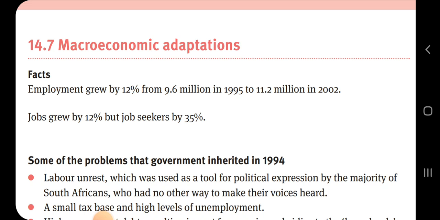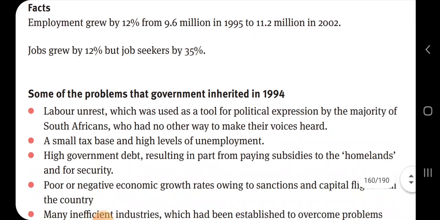Now, let's talk about macroeconomic adaptations. Employment grew by 12%, from 9.6 million in 1995 to 11.2 million in 2002. So from 1995 to 2002, a lot of people got employed. Jobs grew by 12%, but job seekers by 35%. So the population is growing faster than the number of jobs available.